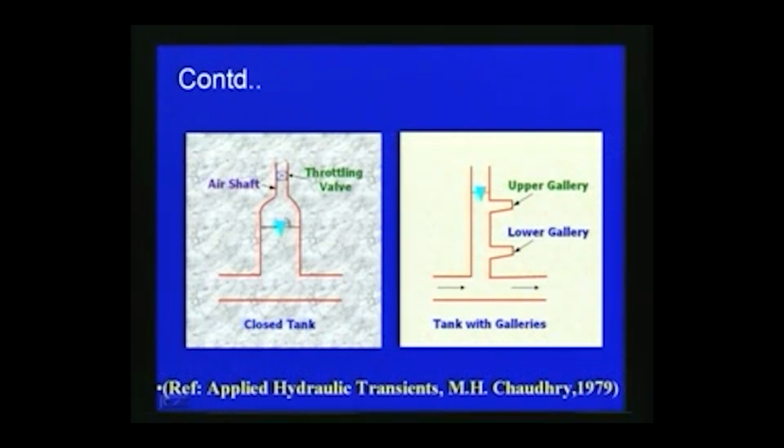Also here you can see a closed tank with an air shaft or throttling valve, so that we can keep pressure here. It is called a closed tank. Then we can also have a tank with galleries. Here you can see the lower gallery and upper gallery like this. All these details you can see in the textbook by Hanif Chaudhry, Applied Hydraulic Transients.